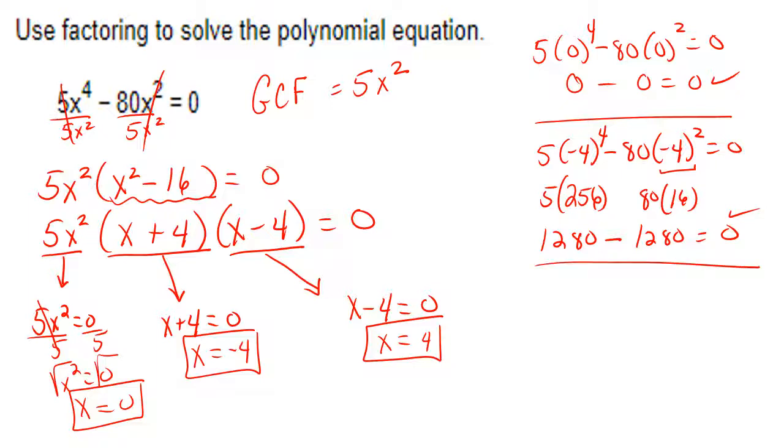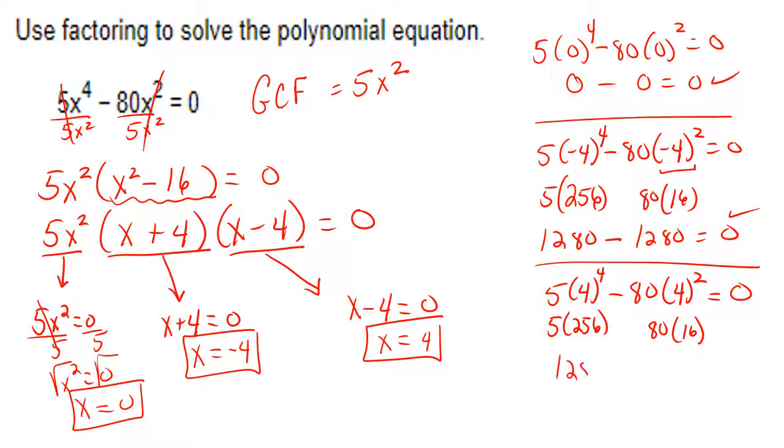And the third answer to check would be 5 times positive 4 to the fourth minus 80 times positive 4 squared. And because we have even exponents, we will end up with the same result as when checking the previous solution. So 1280 minus 1280 equals 0. Yay! All 3 solutions do check.